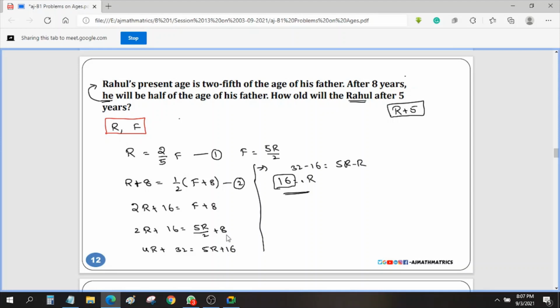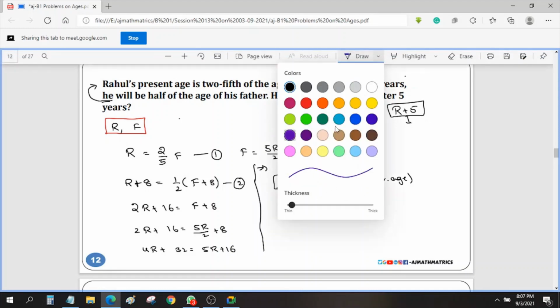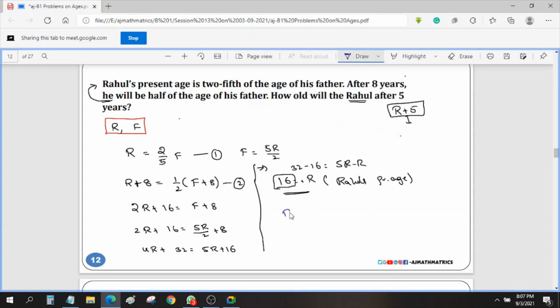But R is representing what? Rahul's present age. If the question is asking about the present age of Rahul, then 16 is correct. But what are we going to find? R plus 5. So R plus 5, which means 16 plus 5. The answer for the question is 21. So this is the correct answer.